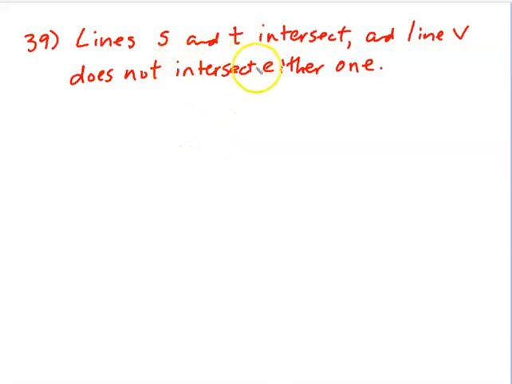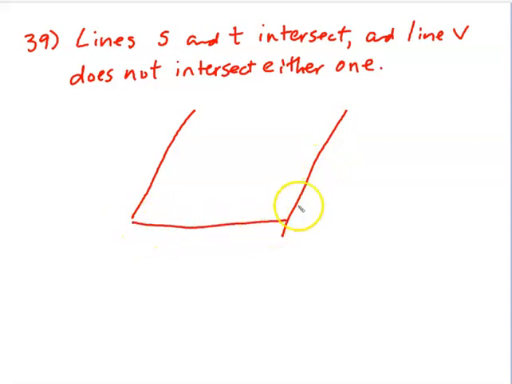Here we have lines S and T intersect, and then line V does not intersect either one of these. All right, so let's see what that looks like. So we'll just put these on a plane. So one way you can show this is you can make S and T form a pair of perpendicular lines. So let's just say that this is S.